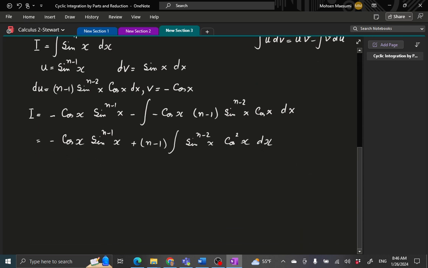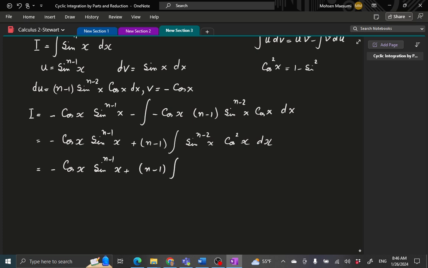Next, I will have minus cosine of x sine to the power of n minus 1 of x plus n minus 1. Now we apply a basic trig identity, as in all these examples: cosine squared of x is 1 minus sine squared of x. So this is going to be sine to the power of n minus 2 times 1 minus sine squared, and then dx.